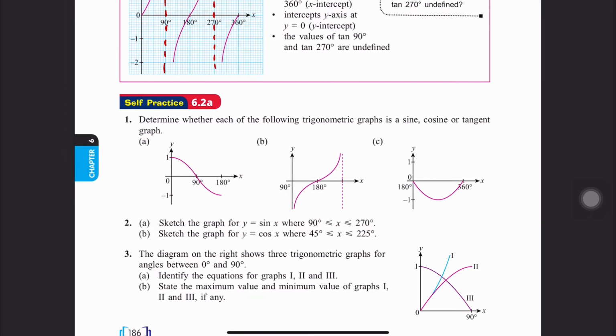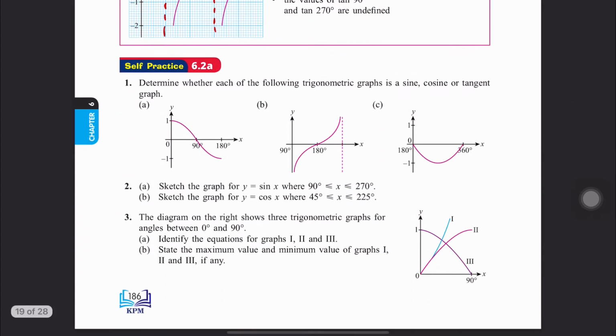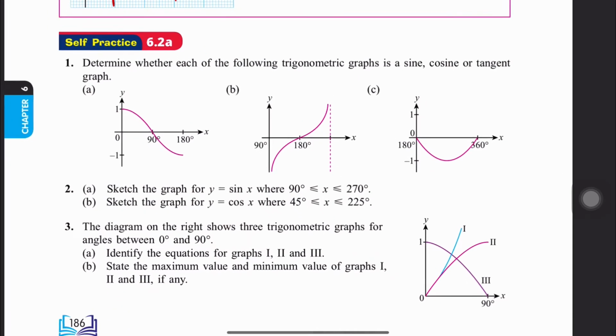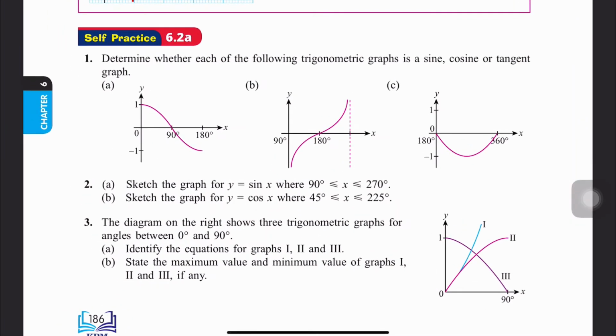So I think that's it for the first subtopic. But never mind, we're going to do self-practice 6.2a together. Determine whether each of the following trigonometric graphs is a sine, cosine or tangent graph. Look over here, the first one. You have something yang bermula daripada 1.